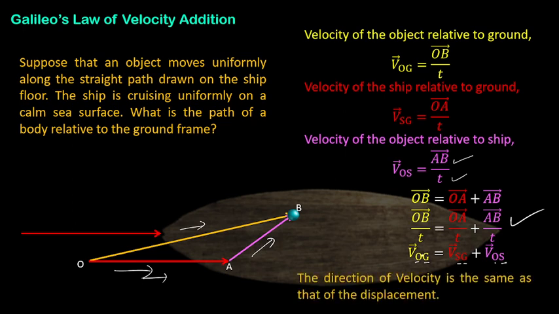The direction of velocity is the same as the direction of displacement. So the red arrow represents the displacement of the ship, and the direction of velocity of the ship will also be the same.